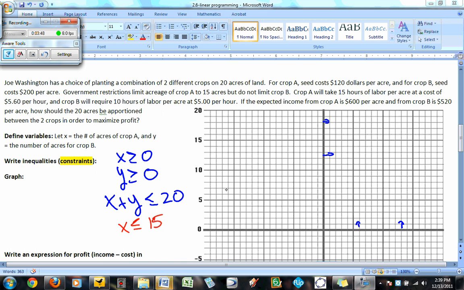All right, so we have our constraints now. Let's go ahead and graph. I don't think there's anything else in there. I don't think so. Nope. So let's go ahead and graph this.